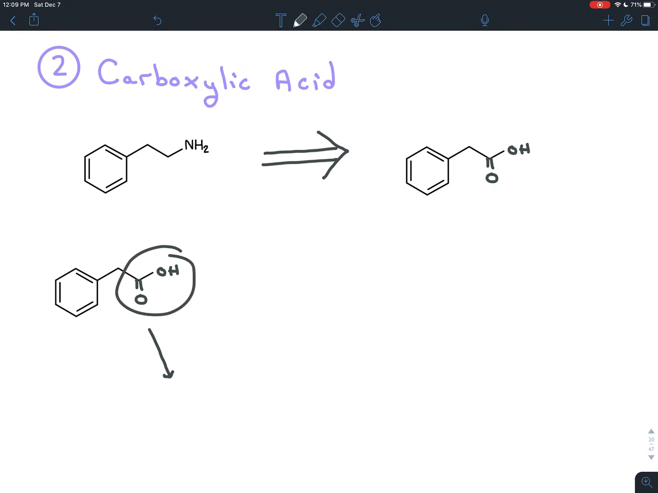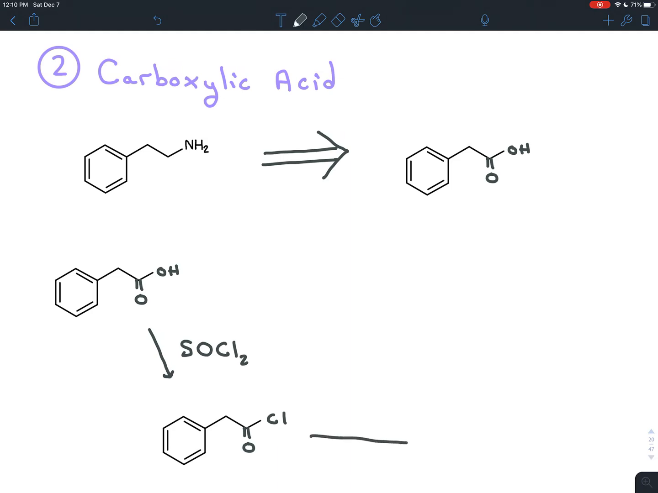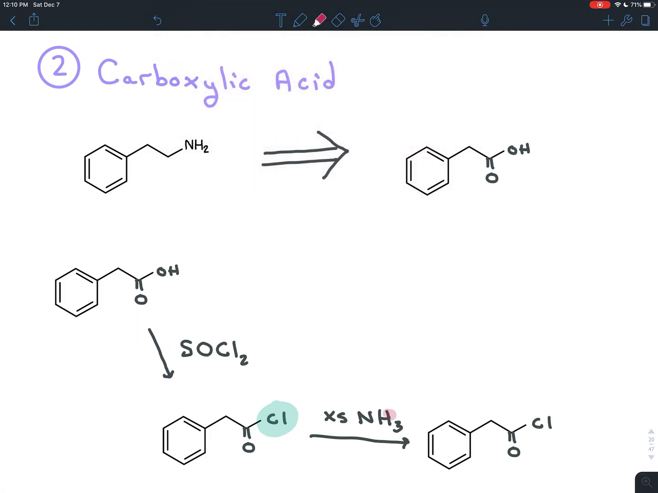So first we have to turn this into something that's not acidic, and that would be an acid chloride. And that also has the advantage of being the most reactive carboxylic acid derivative, so it'll increase the efficiency of the reaction. So if we can do that, you turn a carboxylic acid into an acid halide, or an acid chloride, using thionyl chloride, SOCl2. Once you have that, you can treat it with excess ammonia, excess NH3, and that'll do a nucleophilic acyl substitution where the chlorine leaving group will be replaced by the nitrogen nucleophile.